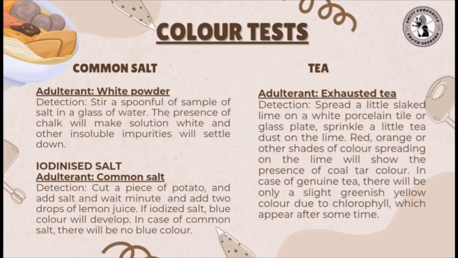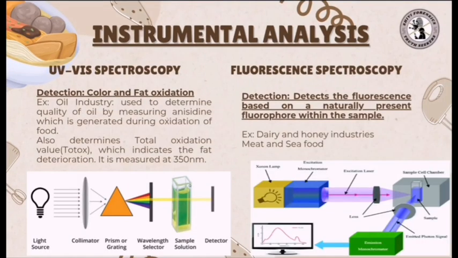Then we have tea. To check if exhausted tea has been used as an adulterant, we spread a little slaked lime on a white porcelain tile or a glass plate, to which we sprinkle a little tea dust on the lime. Red, orange or other shades of color spreading on the lime will show the presence of coal tar color. In case of genuine tea, there will be only a slight greenish yellow color due to the chlorophyll which appears after some time. These color tests were only the preliminary analysis.